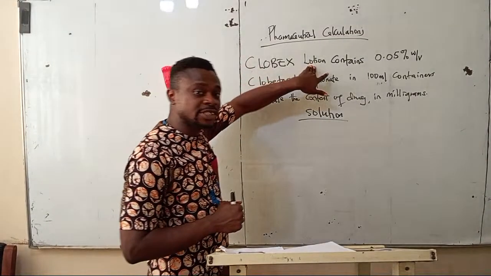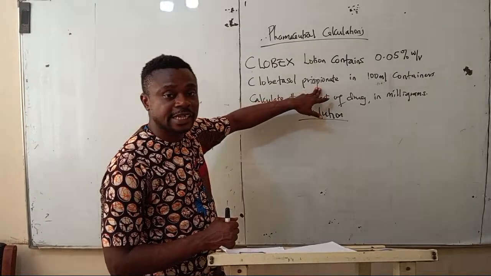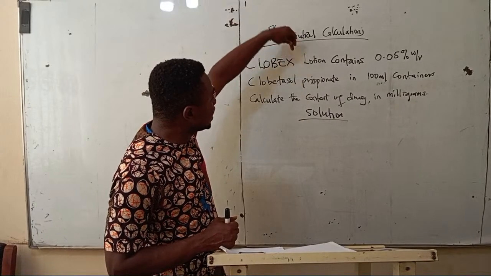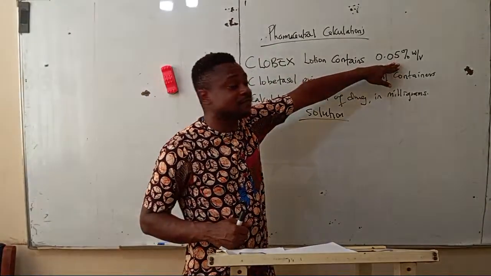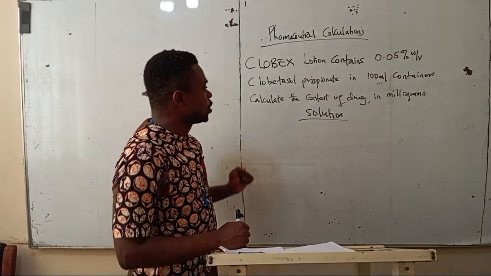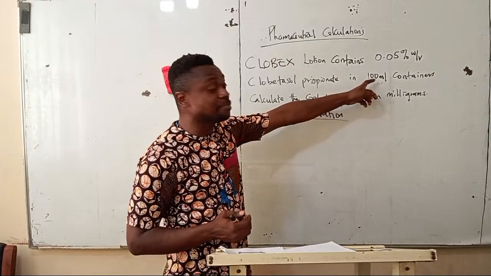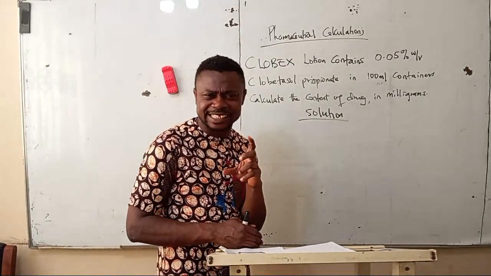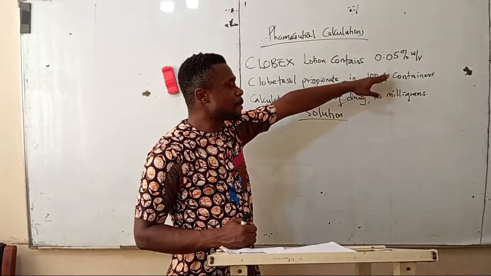Clobex lotion is the dosage form. That's the medicine, whereas clobetasol propionate is the active ingredient. So clobetasol propionate is the active ingredient inside the lotion. The concentration is 0.05% weight in volume. The volume of the container, that means the entire product, is 100 ml. So we are asked to calculate the content, that is the amount of the active ingredient in this lotion.